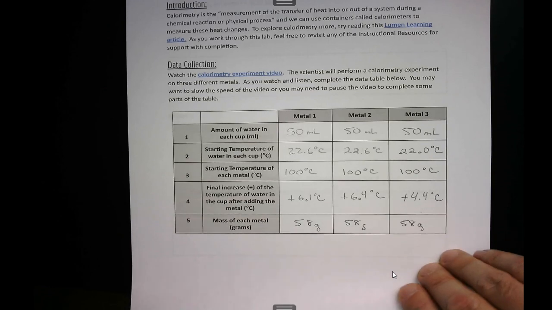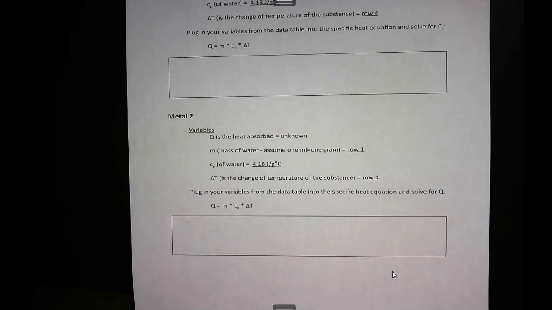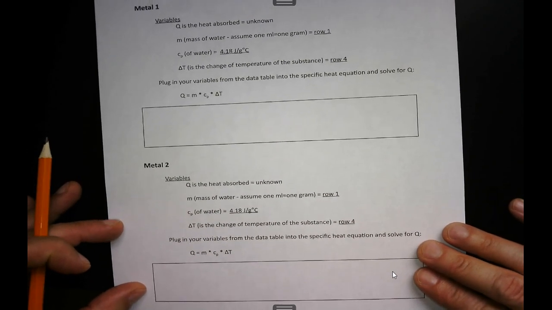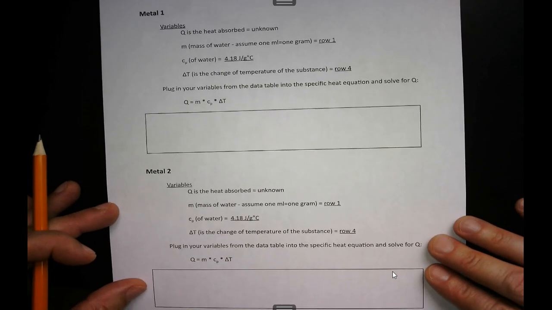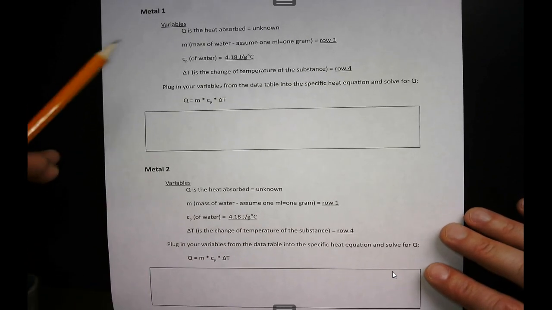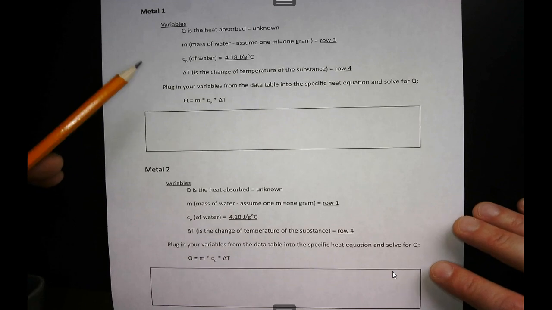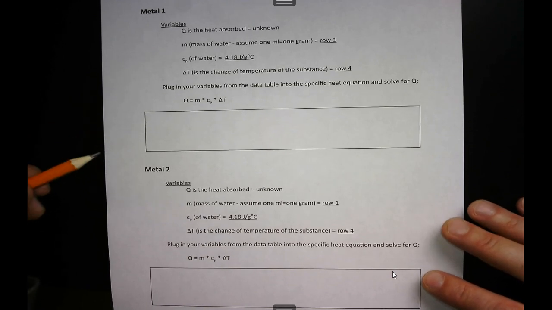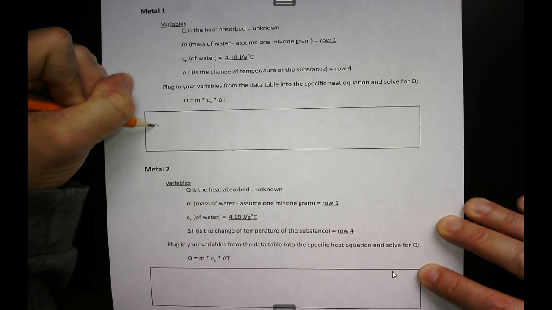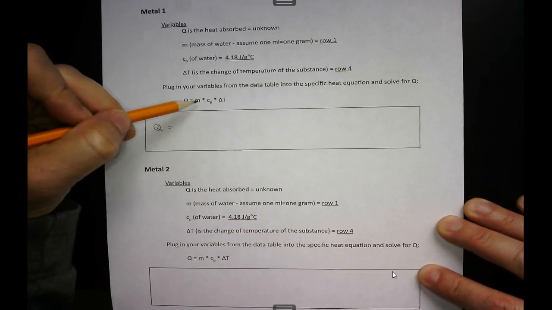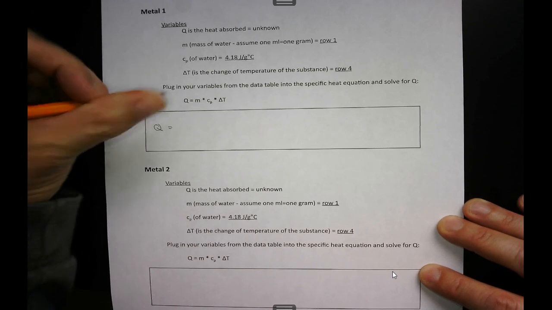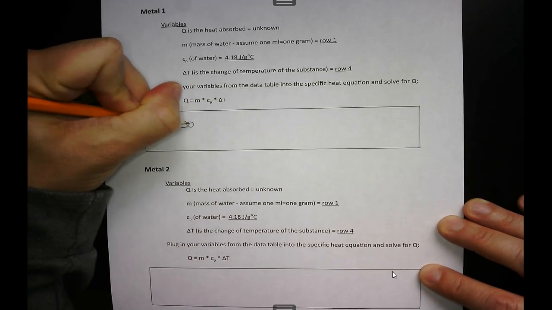I'm going to go over how to calculate the information for metal 1. We are looking for Q, the amount of heat that is absorbed by the water. So the energy is going into the water, so that's a positive change. What we're looking for is Q. M is the mass of the water, not the metal, but the water, which if you look at your data table was 50 grams.